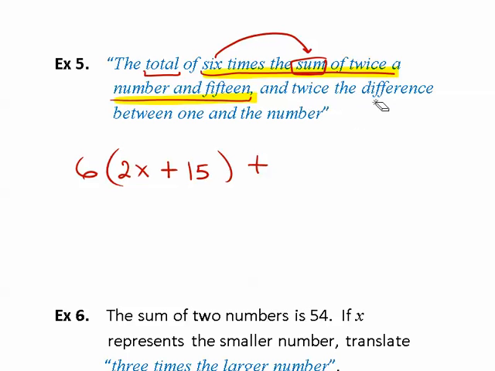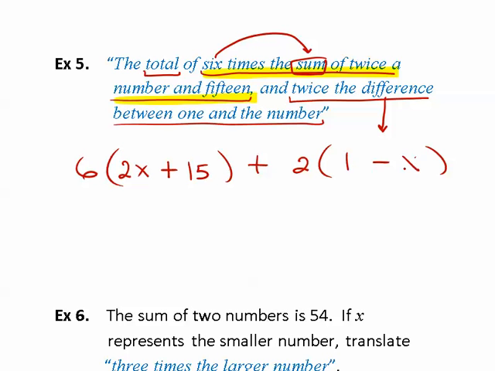Well, the next part is twice the difference between 1 and the number. Again, twice a difference. That's a multiple of a difference, so that difference has to be inside parentheses. Difference means to subtract, and it's the difference between 1 and the number, so it's 1 and x. Notice it has to be 1 and x. It could not be x minus 1. There's no than or from that would indicate to change the order of the terms. So when it's the difference and we read it, the numbers or the terms appear in the order in which they're read. So the verbal expression in example 5 algebraically is written as we have here.